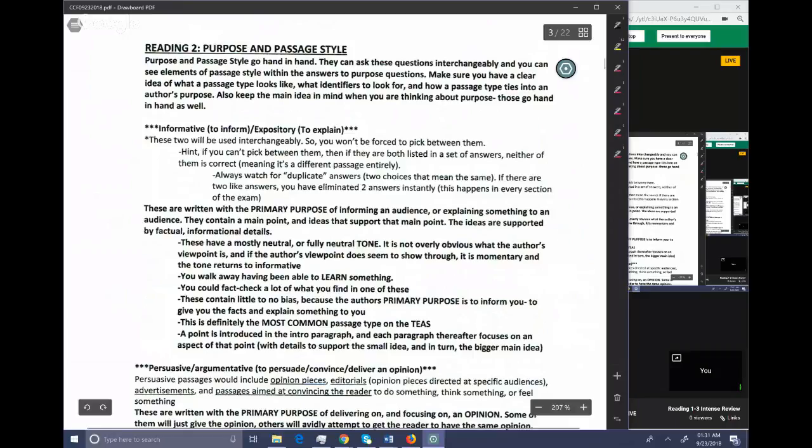They can ask purpose and passage type interchangeably. They can ask them together. They can combine them into one. You can see elements of passage style within an answer to a purpose question. We'll see all of this again as a reminder tonight. So you want to make sure you have a clear idea of what passages look like, what their identifiers are, and how to tie it to purpose.